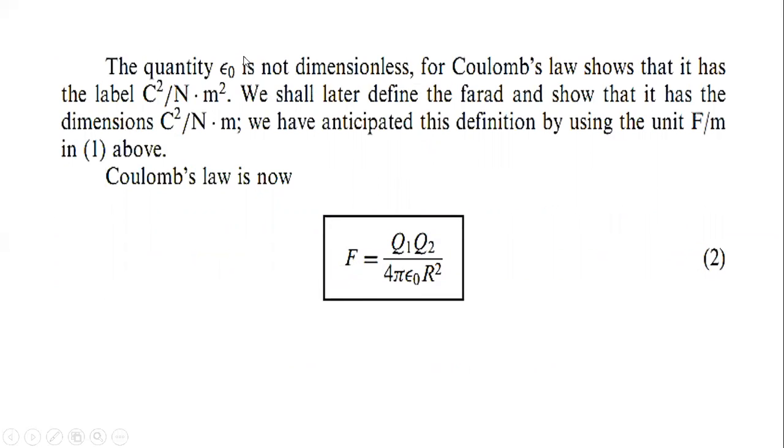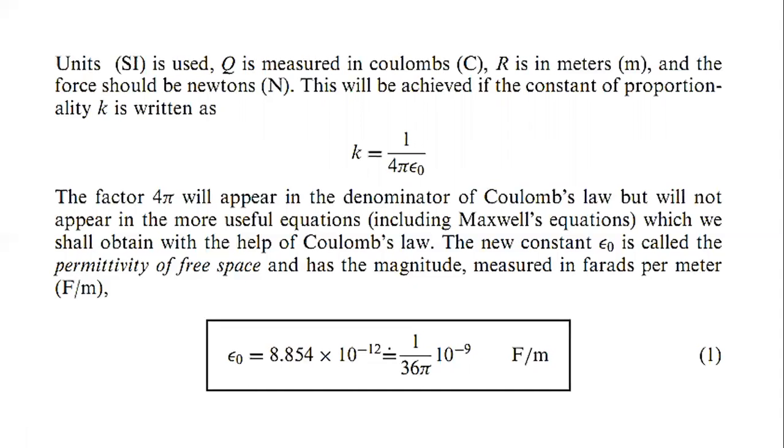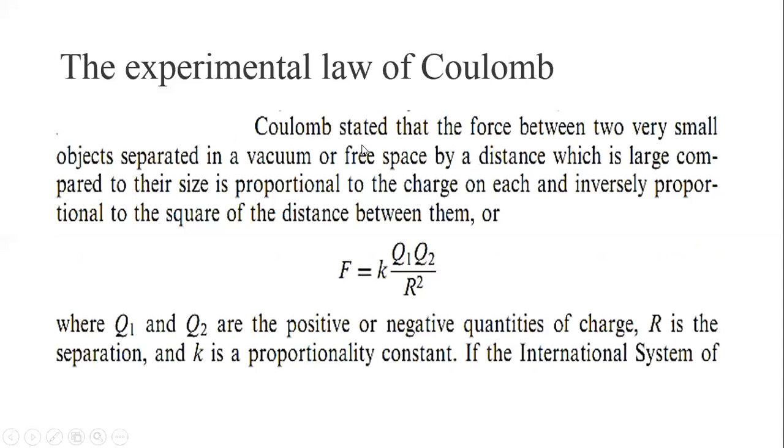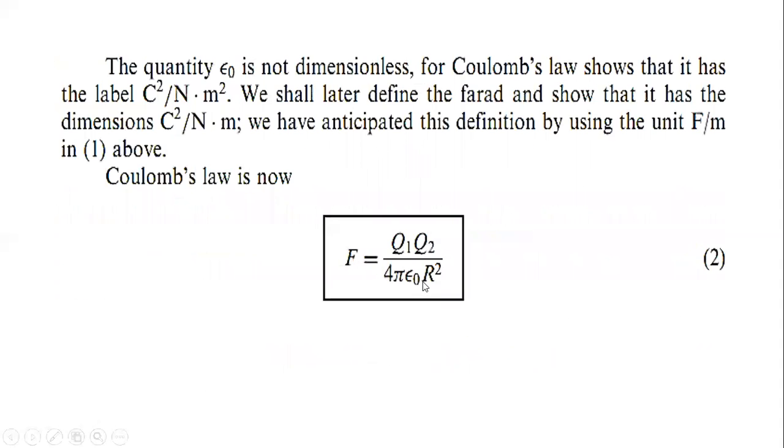The quantity epsilon naught is not dimensionless because Coulomb's law shows that it has the unit Coulomb square per Newton into meter square. It means that if we put these values in this equation and find the value of epsilon naught, it will be measured in Coulomb square per Newton into meter square. So we will measure the permittivity in farad per meter. Coulomb's law is now F is equal to Q1 Q2 divided by 4 pi epsilon naught R square.